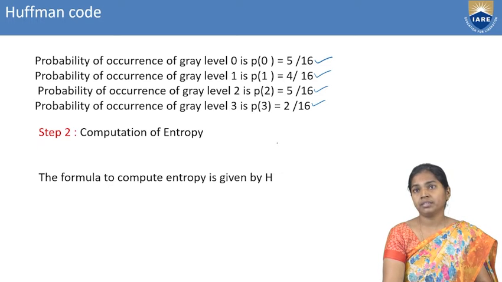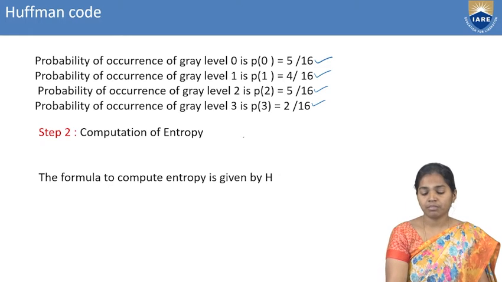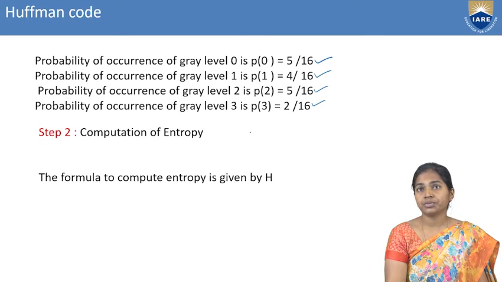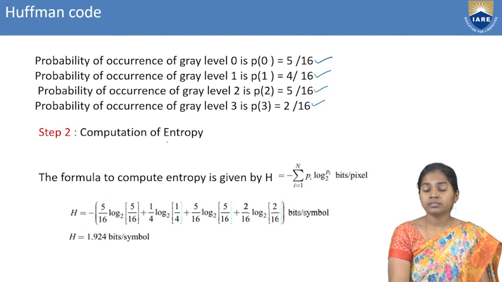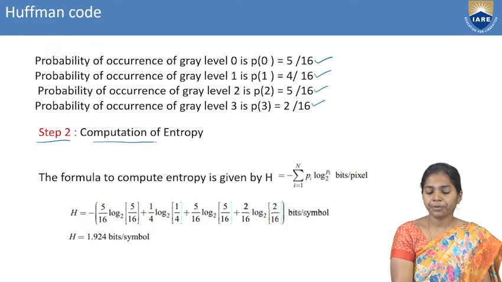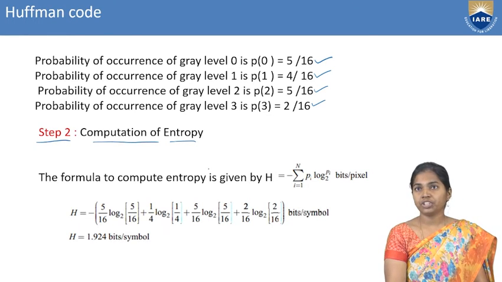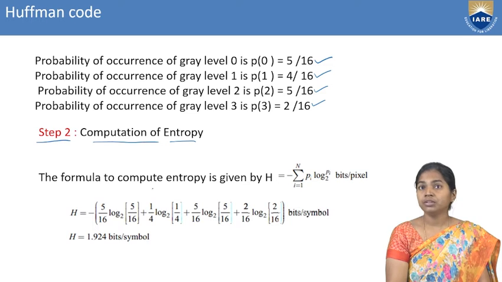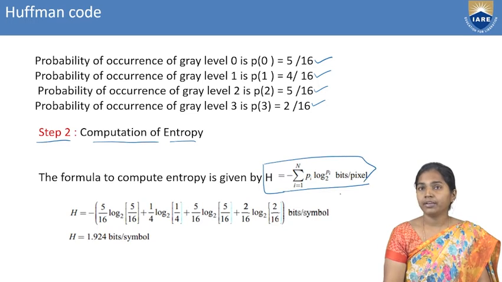So how do we calculate the entropy? What is the formula for this entropy? H of S equals the sum from k equals 0 to L minus 1 of Pk log 2 power 1 by Pk. Step 2, computation of entropy. The formula to compute entropy is given by H equals minus the sum from i equals 1 to N of Pi log 2 Pi bits per pixel. This is the formula for entropy.